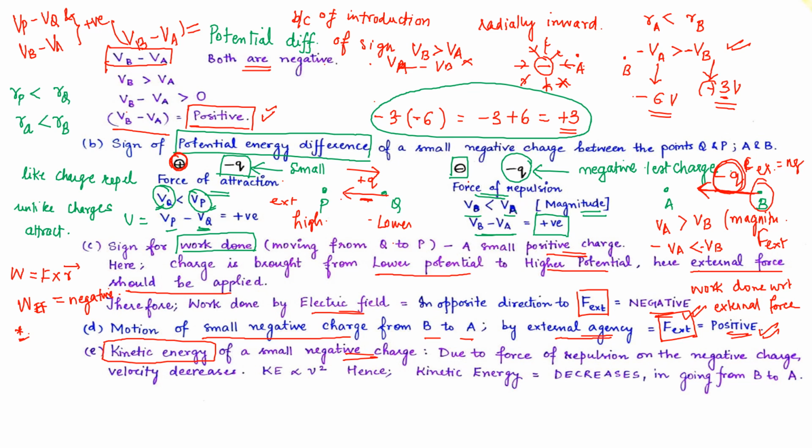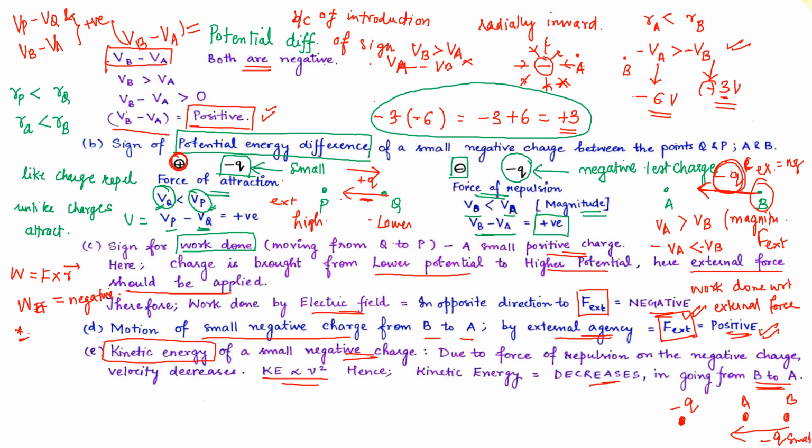And the last subset asks us the kinetic energy of a small negative charge. Due to the forces of repulsion on the negative charge, the velocity decreases. Hence, the kinetic energy decreases going from B to A. Our negative charge is kept here, point A is here, point B is here. What is happening? Charge is going from here to here.